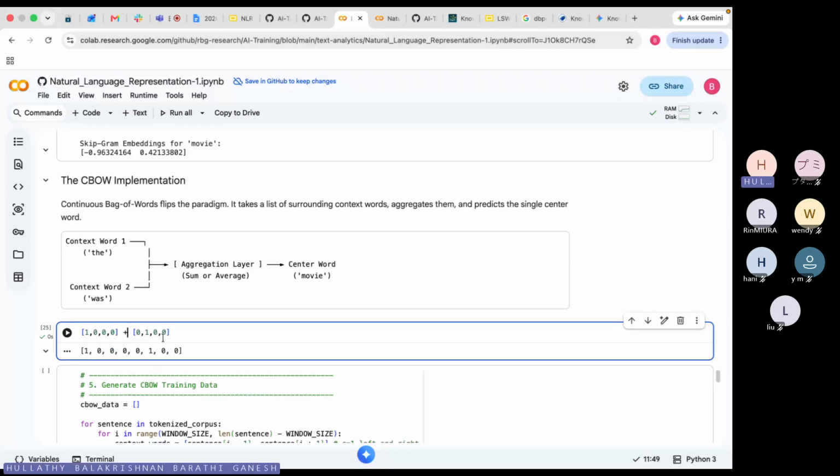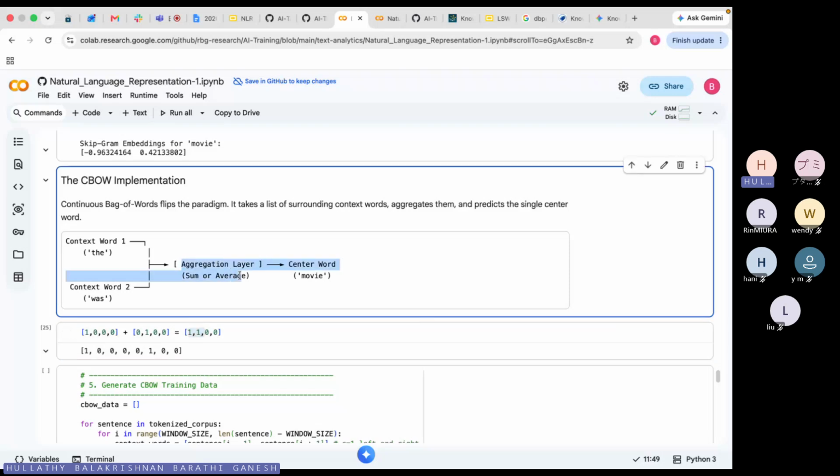Okay, so it is actually considered as a plus. When we sum it up as a numpy array, it will be a kind of sum of this only. That's why this aggregation layer behaves like that.